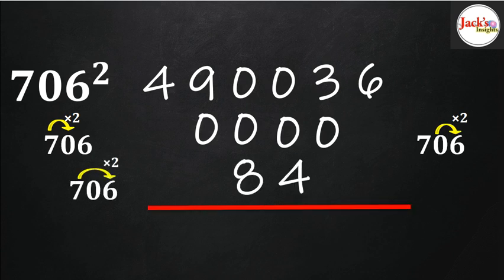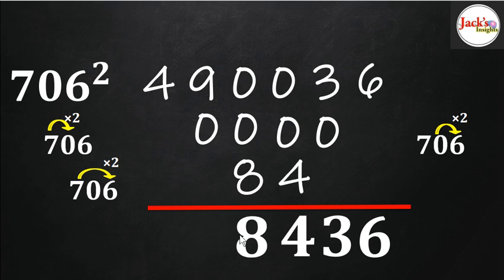Now we have the answer. We bring down 6, and then 3 plus 0, that is 3, and then 4, 8, 9, and bring down 4. Okay, so the square of 706 is 498,436.